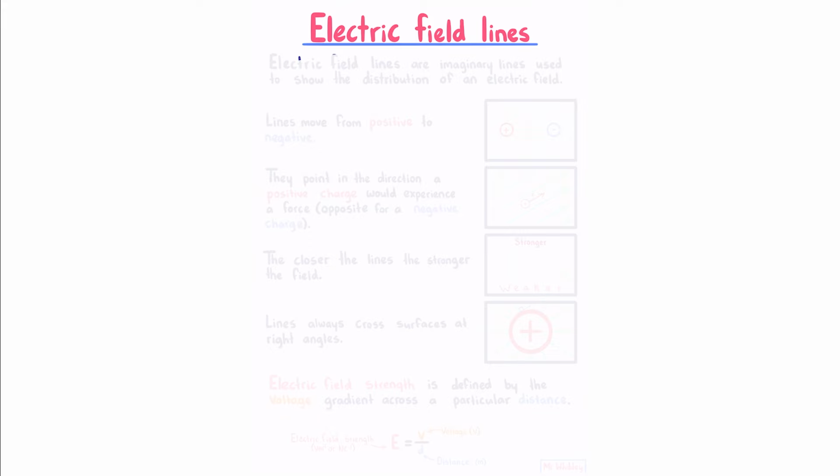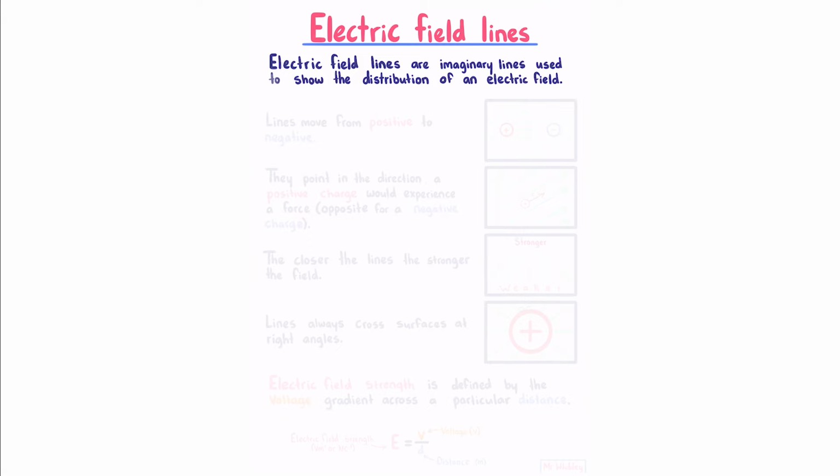Electric field lines. Electric field lines are imaginary lines used to show the distribution of an electric field. Similar to how we might have a weather map, where the lines are used to represent the distribution of air pressure, or we could have a topographical map, where the lines are used to show elevation.